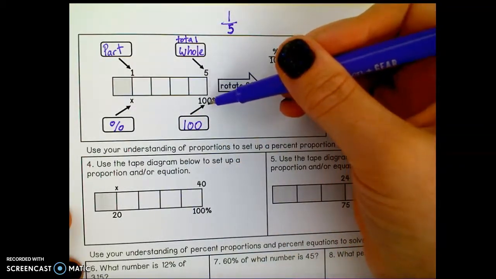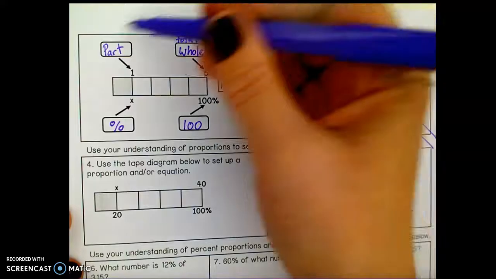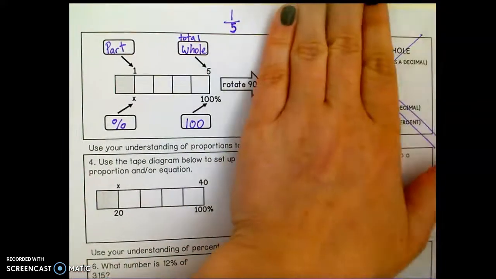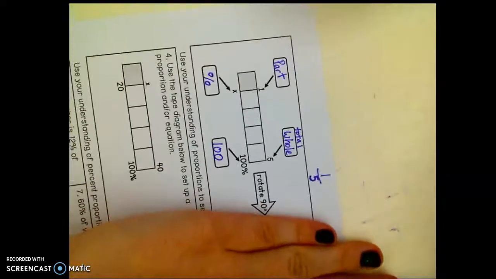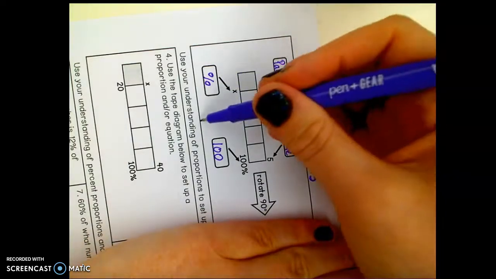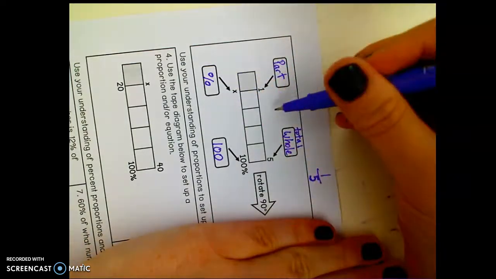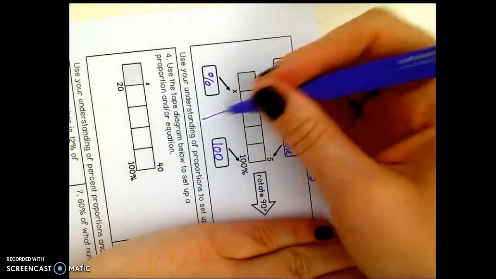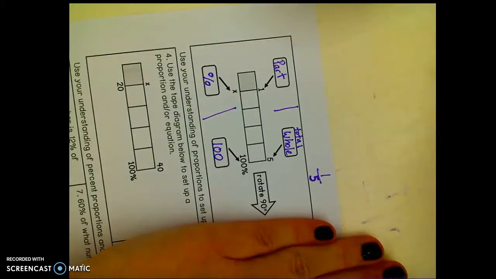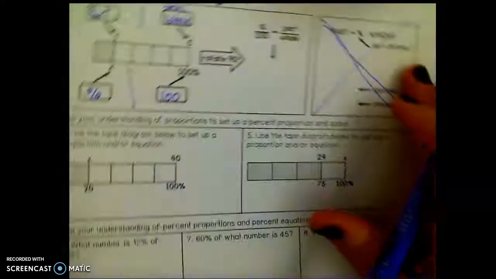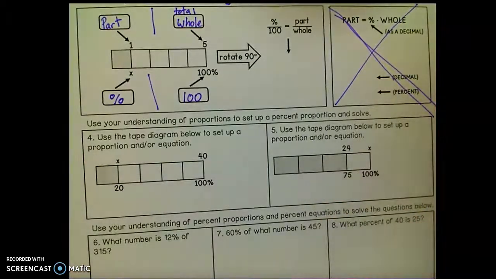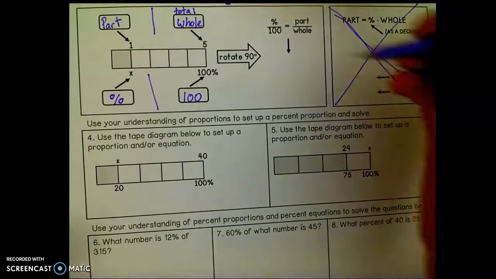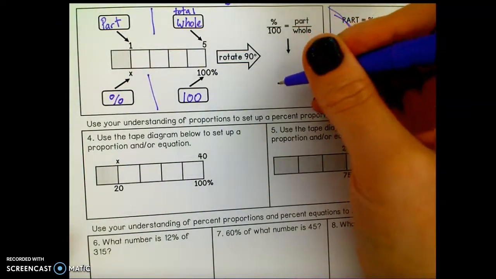is the total. Okay, if you were to take this part right here and rotate it 90 degrees, look, it looks like 2 equal fractions. Look at that. So there it is. Let's go ahead and do this problem. And let's fill everything in.